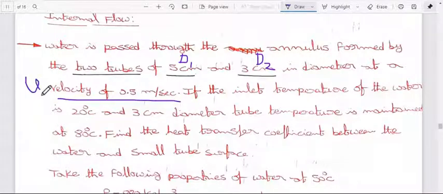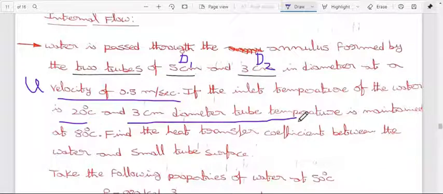Velocity, meter per second. If the inlet temperature of the water is 20 degrees and the 3 centimeters diameter tube, that means the D2 diameter tube, is maintained at 80 degrees.